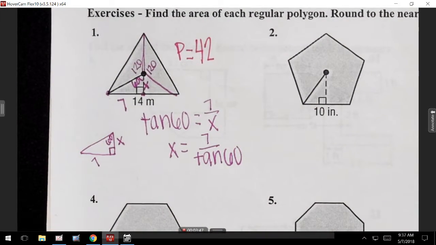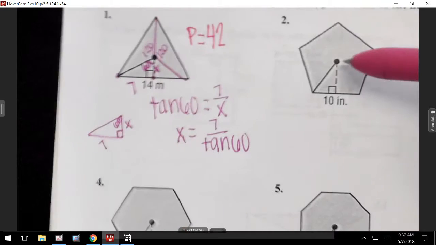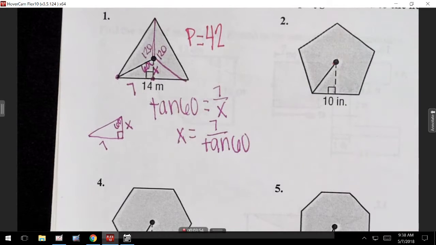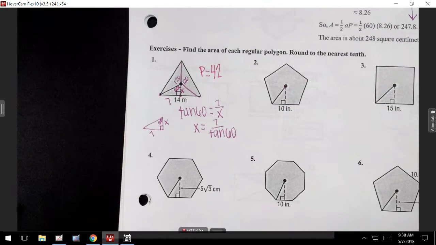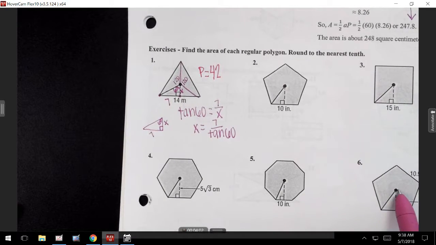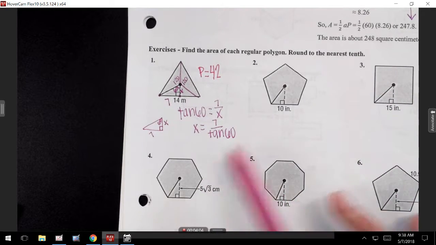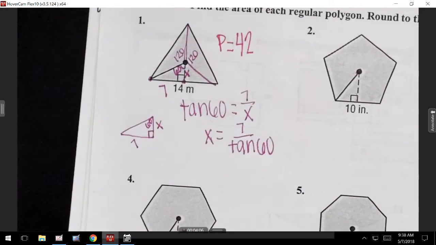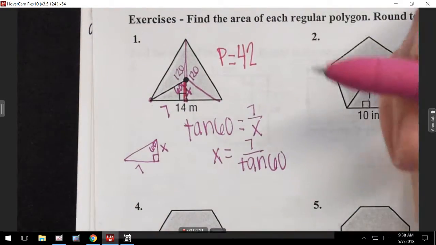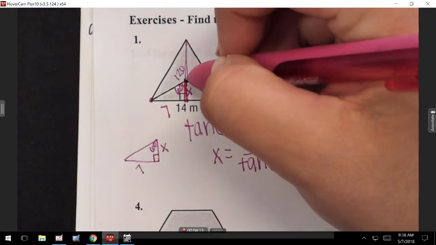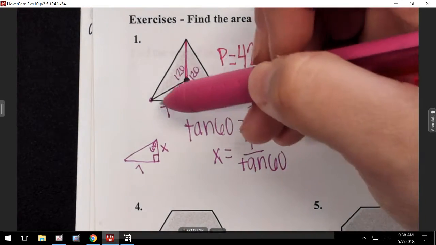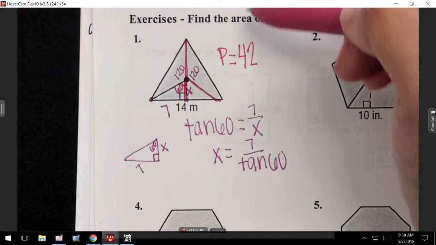Your apothem is anywhere from the middle of your shape straight down. So in all of these 6 examples, your apothem is the dashed line. See it? Middle, down, middle, down. That's your apothem. In this case, we need to find this little piece right here. What I did is I broke this into 3 pieces. You'll always break it into the number of pieces which is the number of sides.